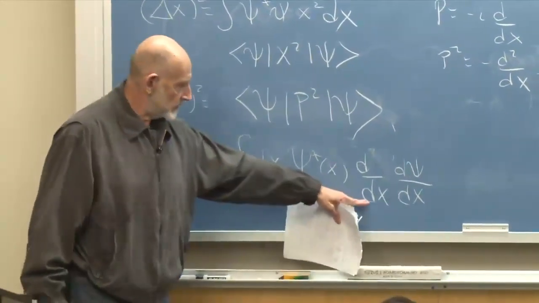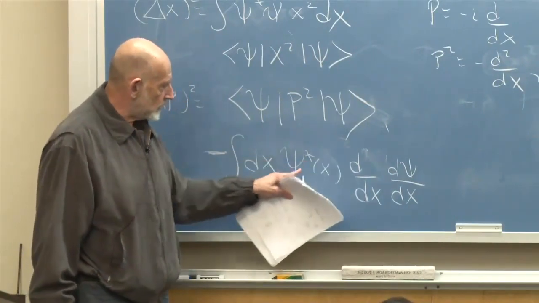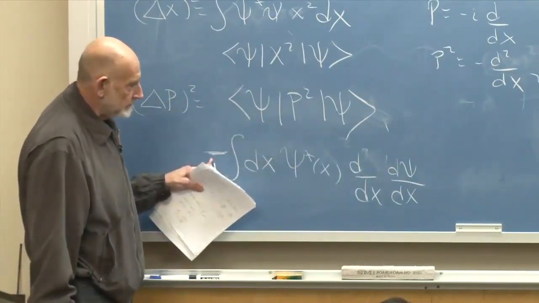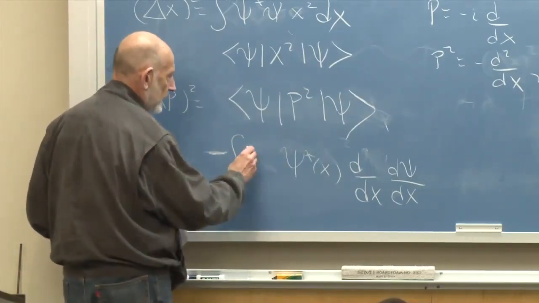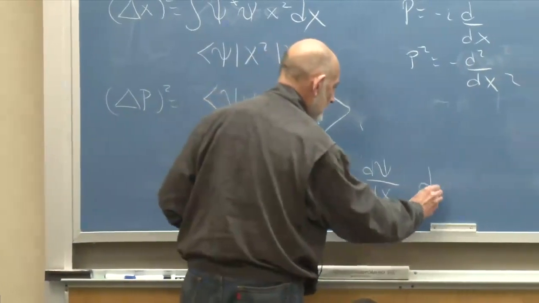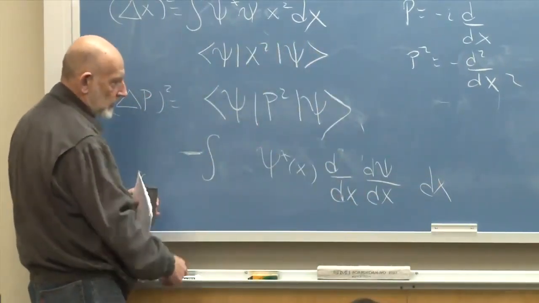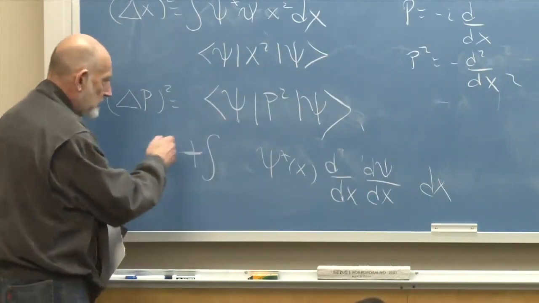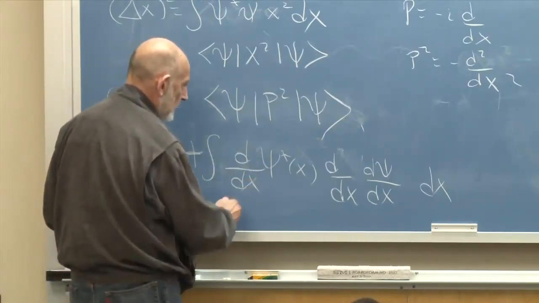Let's do an integration by parts. All we have to do is switch the d by dx to psi star and change the minus sign. Okay, so this becomes dx. Let's put the dx over here. The d by dx can switch to the psi star at the cost of a change in sign. So this becomes plus, and this becomes d psi star by dx.